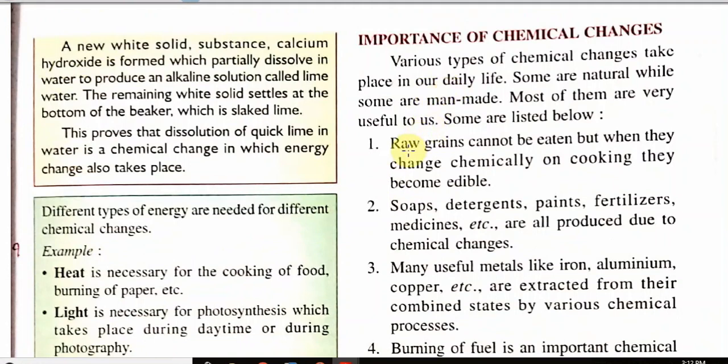First, raw grains cannot be eaten, so we have to cook them, and during cooking chemical change takes place. Next, soap, detergent, paint, fertilizers are also produced due to chemical change. Many useful metals like iron, aluminum are extracted by chemical change. This is called metallurgy, and you will study metallurgy in class 10, 11 and 12.